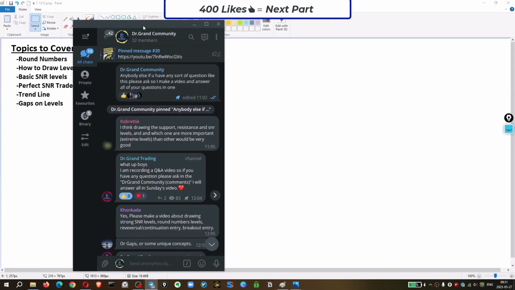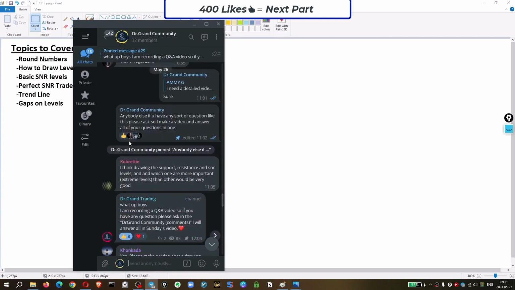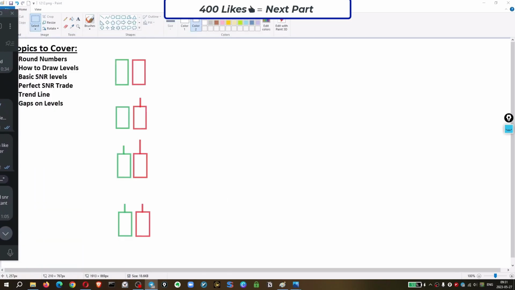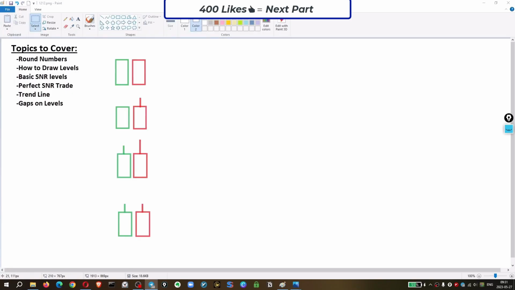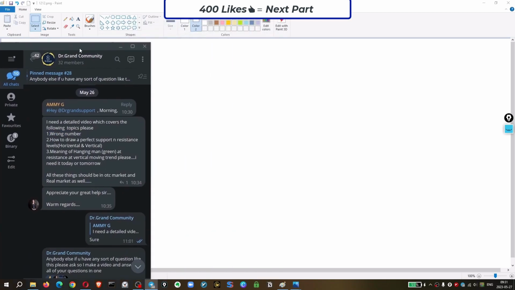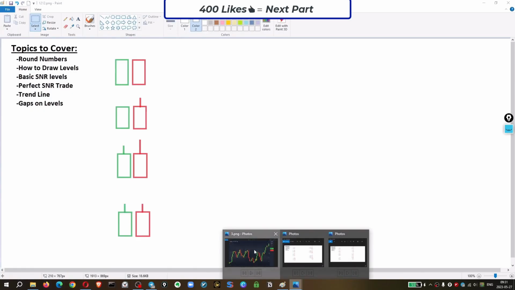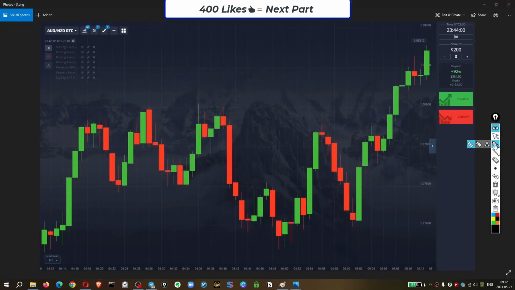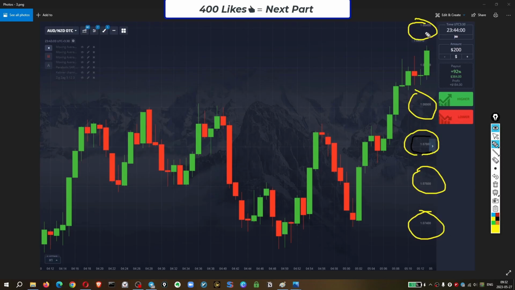So let's start. I gathered all the questions asked in this group, and I will answer them all. The first thing: wrong number. Amy, it's not a wrong number, it's a round number. Look at this. You will see some numbers highlighted by the broker itself that end in zeros. You see that these have 2 zeros, 3 zeros, 2 zeros. Because they are rounded, we call them round numbers.